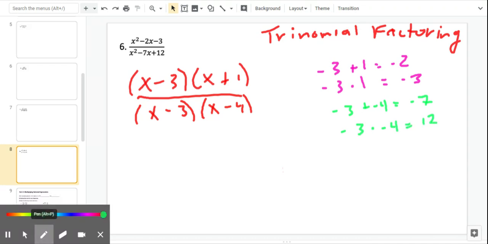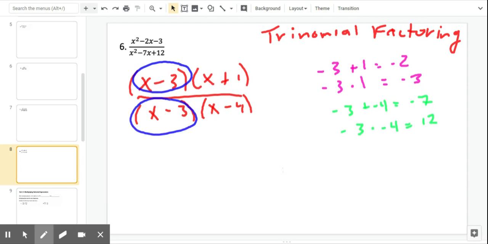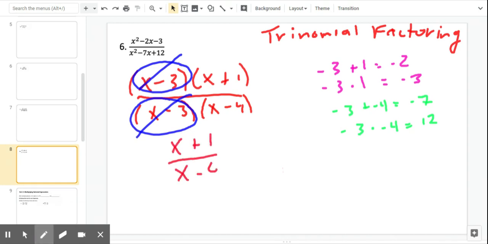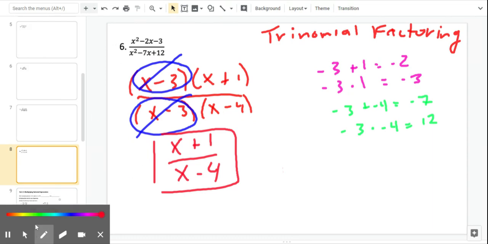Great. So once we do this, we do have a common factor here of x minus 3. They're exactly the same, which means we can cross them out. And then we're left with x plus 1 over x minus 4. And that's our simplified rational function. So that is it for part 1 on simplifying rational functions.